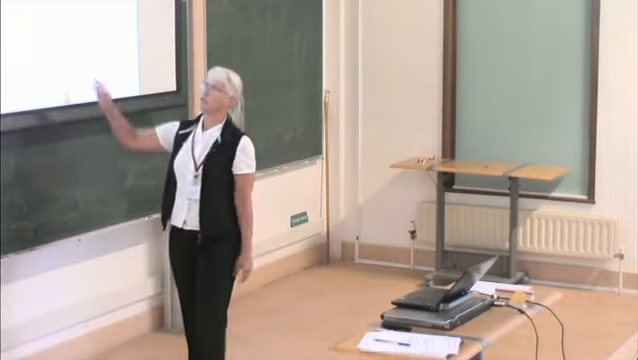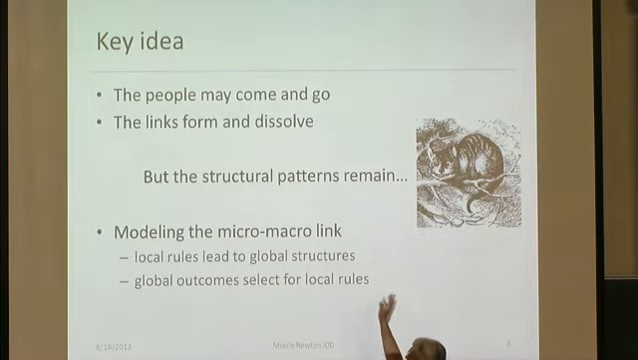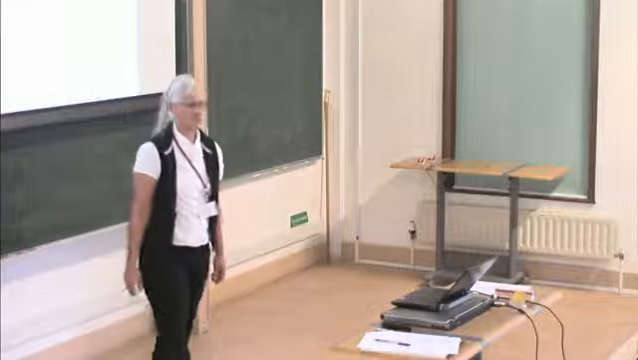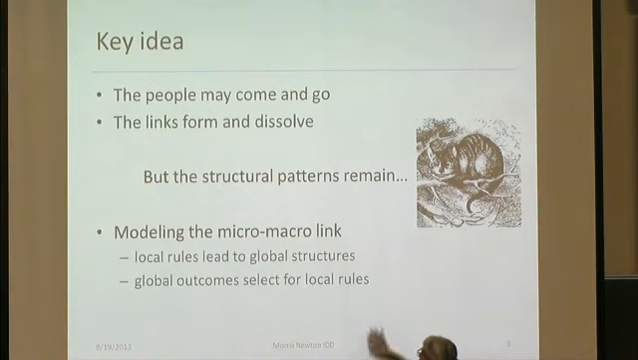What we're trying to do then is model what a social scientist would call this micro-macro link: how the local rules that individuals use to establish ties lead to the global structures that we observe, and then in turn how the global outcomes select for local rules. And the work I'm focusing on here is really the first part rather than the second.